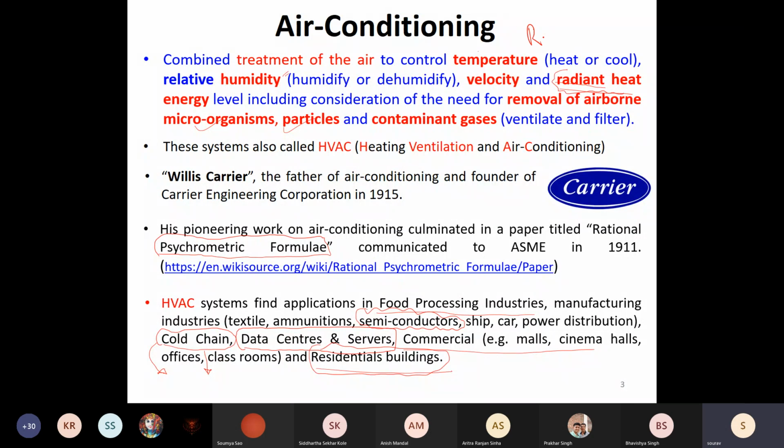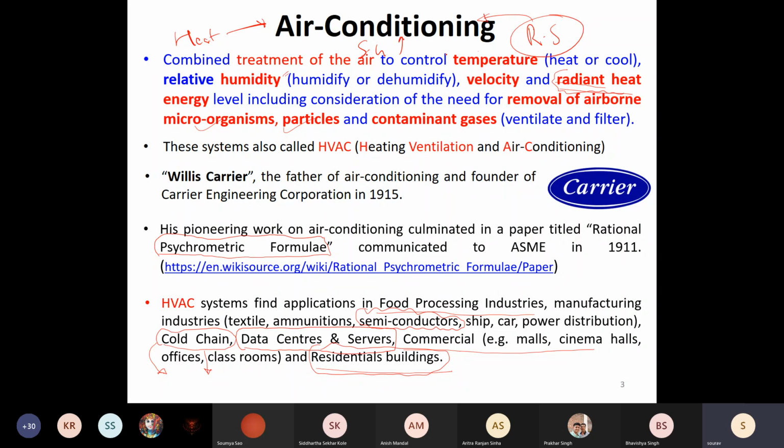So refrigeration system is just a subset of air conditioning process. We use it as a tool. Suppose I ask you to increase the temperature of air, you will use a heater. So heater is also another device which is used for air conditioning. If I ask you to increase the humidity inside a room, you will use a steam generator. That is another device which can be used for air conditioning.